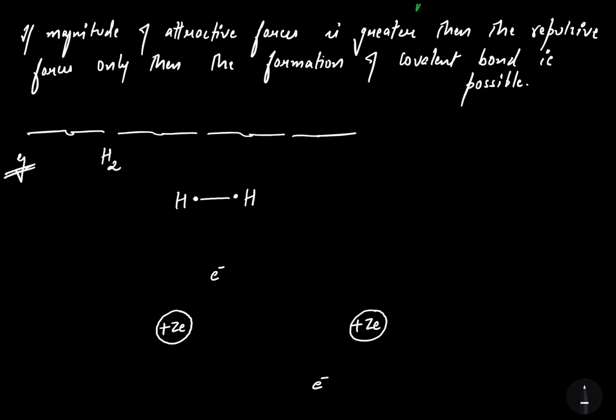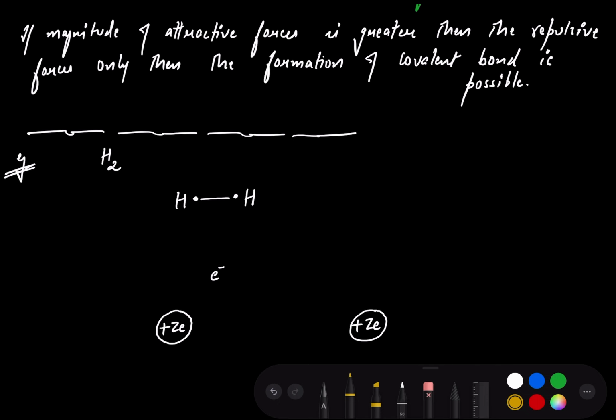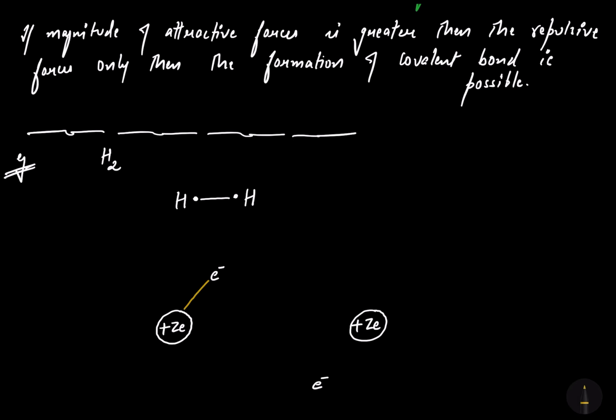So let's talk about the attractive and repulsive forces in total. This is the first attractive force between the positive and negative ends. The positive charge is the nucleus, the negative charge is of the electron. The second attractive force is between the electron of the first hydrogen and the nucleus of the second hydrogen. The third attractive force is between the electron of the second hydrogen and the nucleus of the first hydrogen. And the fourth attractive force is between the electron of the second hydrogen and the nucleus of the first hydrogen. So in total we got four attractive forces.